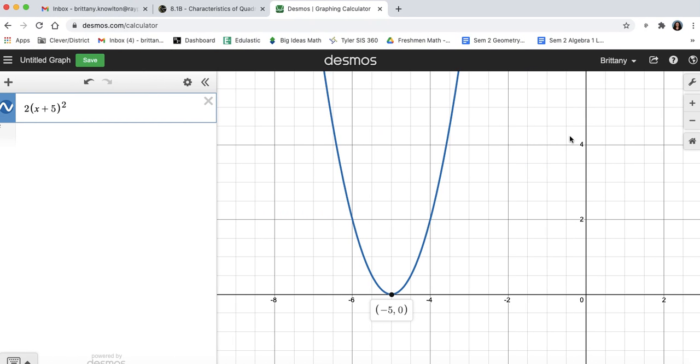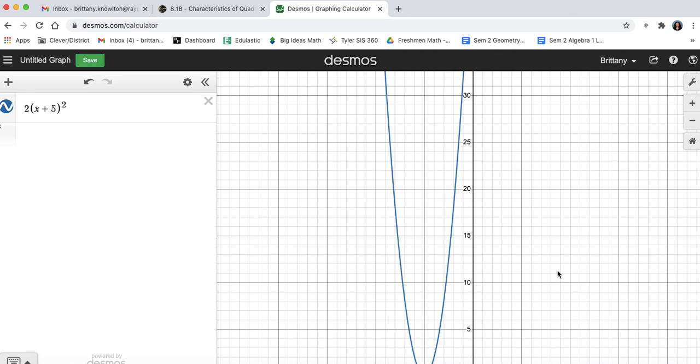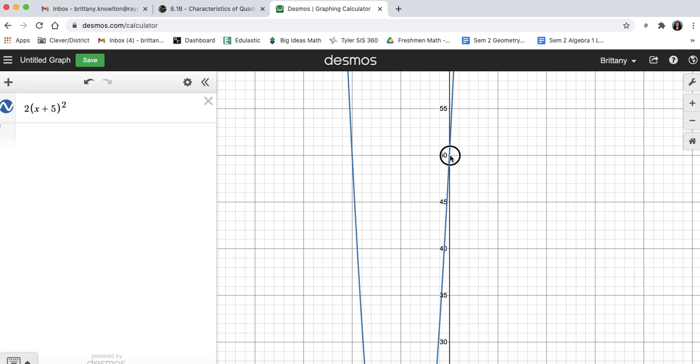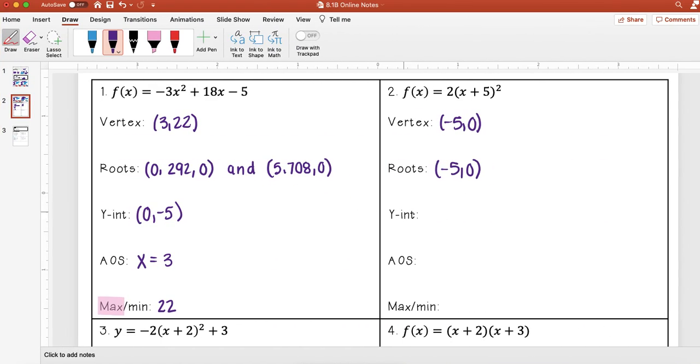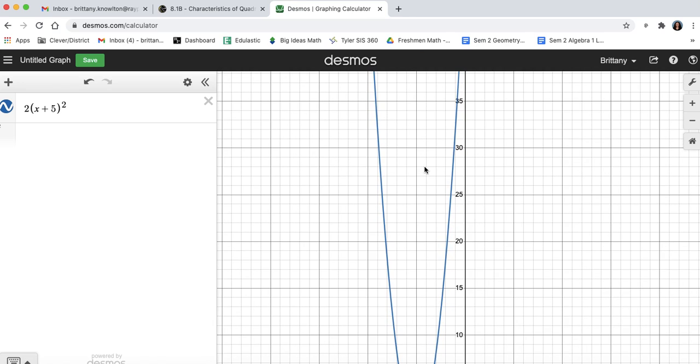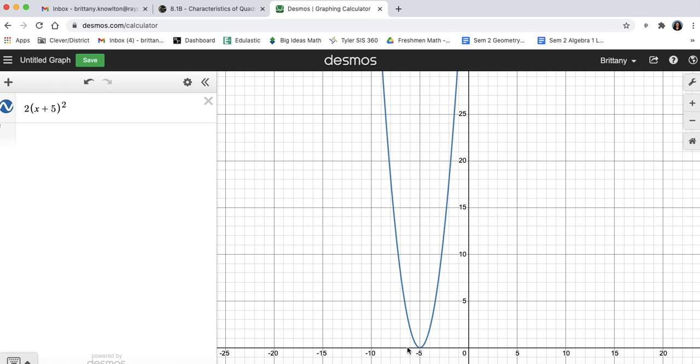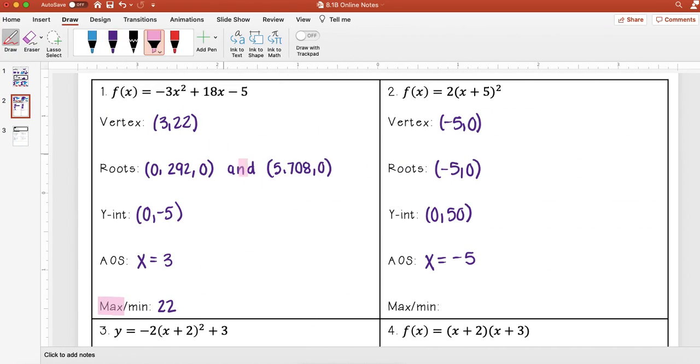Next, I want to find my y-intercept, and I see it's going to be way up here, so I need to drag it. And so I see that's at 0, 50. My axis of symmetry, I get that from my vertex. It's my x value. So x equals negative 5. Here, this one has a bottom on it, so it is going to be a minimum. And it's going to be at the y value of my vertex, which is 0.